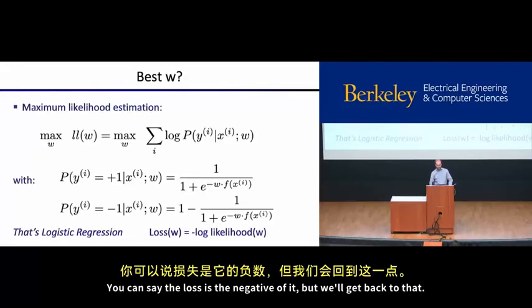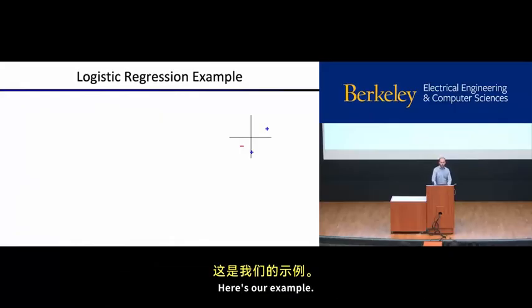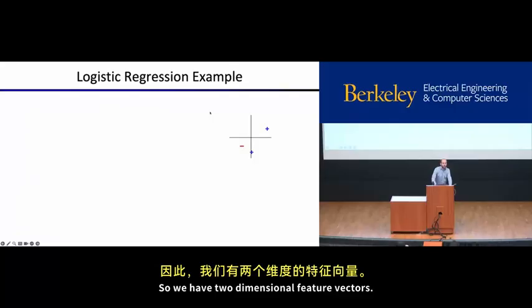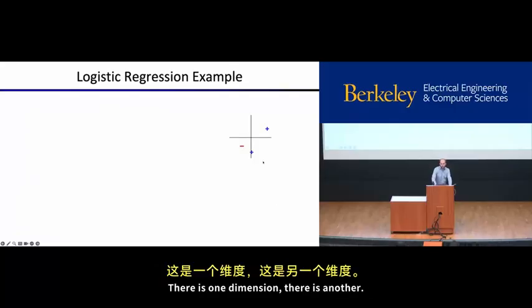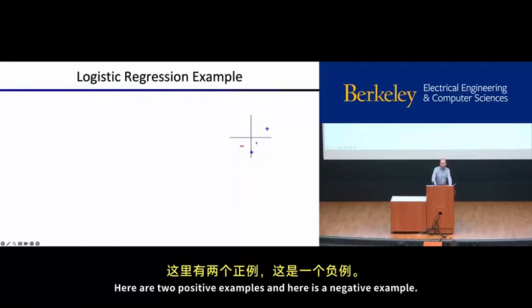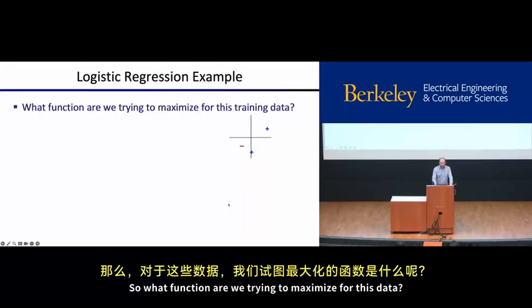You can say the loss is the negative of it, but we'll get back to that. Here's our example. So we have two-dimensional feature vectors. There's one dimension, there's another. Here are two positive examples, and here's a negative example. So what function are we trying to maximize for this data?